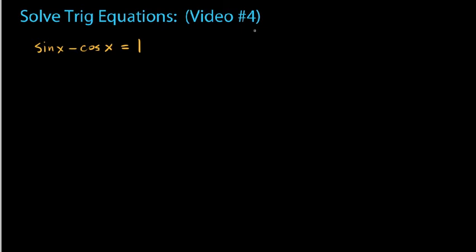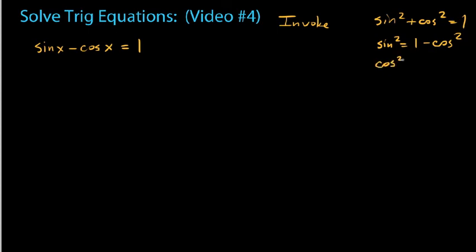We are going to try to invoke, this is a really interesting word, to call forth, but invoke the Pythagorean identities. And recall the Pythagorean identities spawned from sine squared plus cosine squared of an angle equals 1, which basically implied also that sine squared is equal to 1 minus cosine squared, as well as cosine squared is equal to 1 minus sine squared.